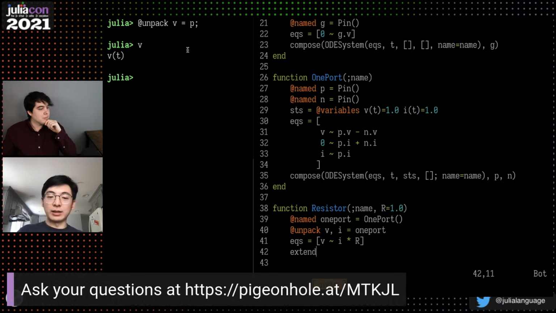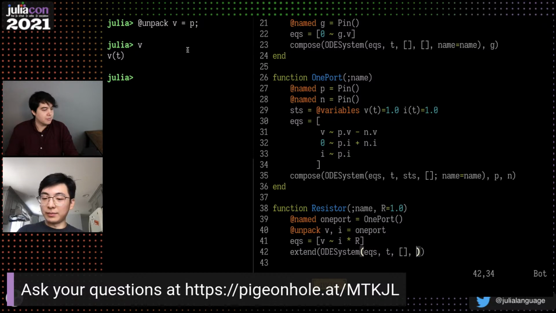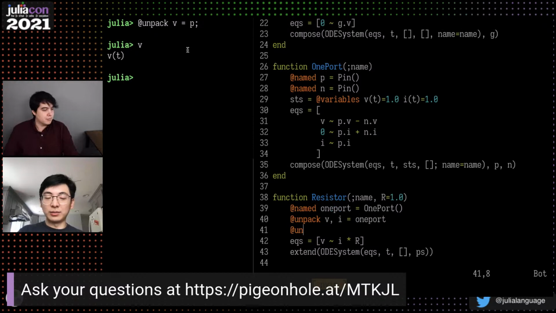And then we use the extend function that extends these equations with empty states and then a parameter. So remember that we have the parameter R, right? So we have parameters R that equals R. So this is kind of a funny syntax. On the left-hand side, R is actually a symbolic variable that we define, right? And on the right-hand side, R is the default value for R.